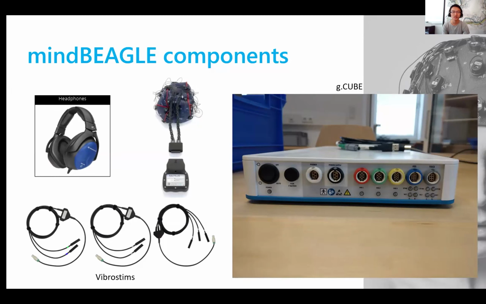This cube basically integrates all the hardware components for running the mindBEAGLE, including, for example, the auditory box or the stim box that drives the auditory stimuli or the vibrotactile stimuli. It also includes FES. I'm not sure if you can see here. That's the functional electrostimulator, and also tDCS, the transcranial direct current stimulator, for muscle and brain stimulation for the future.